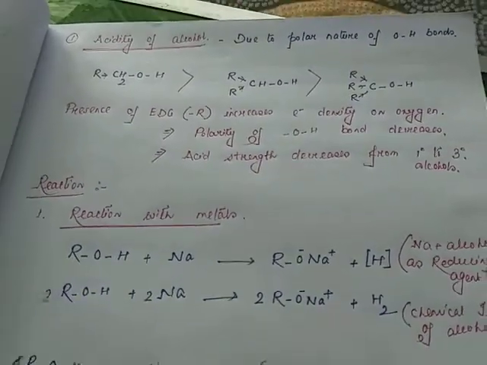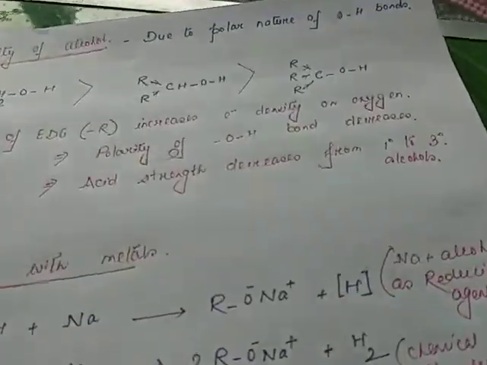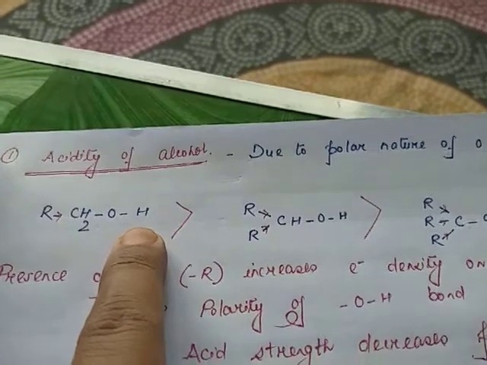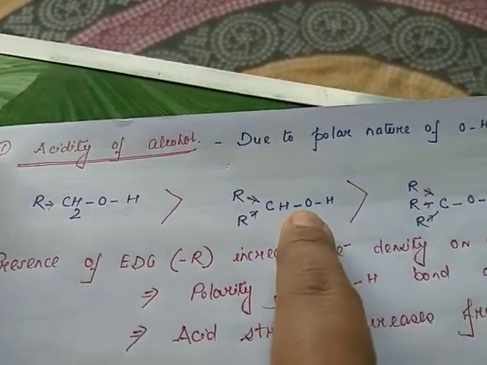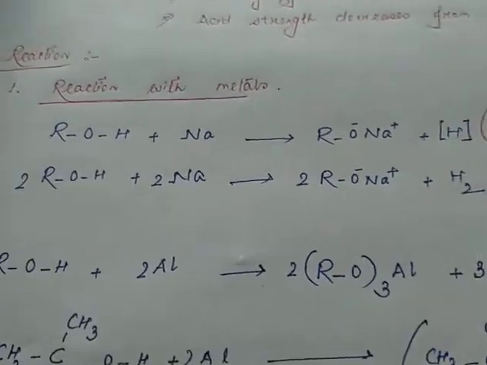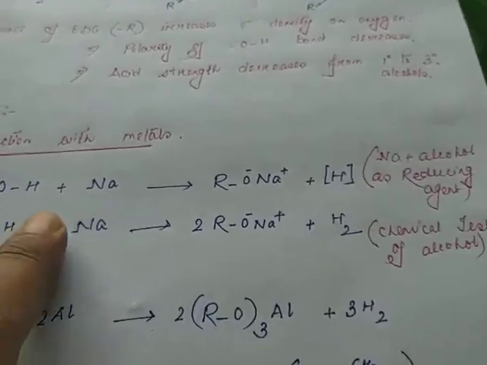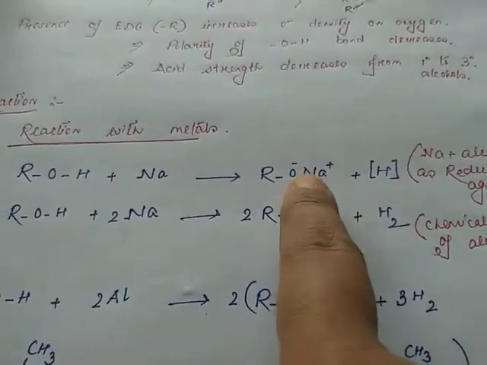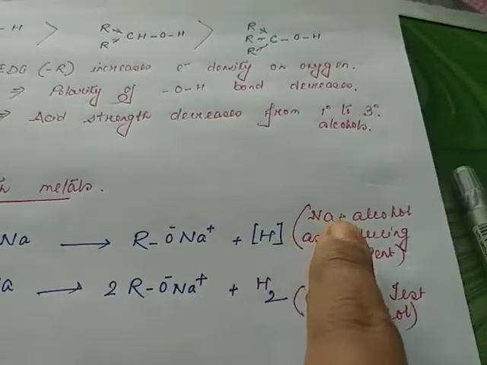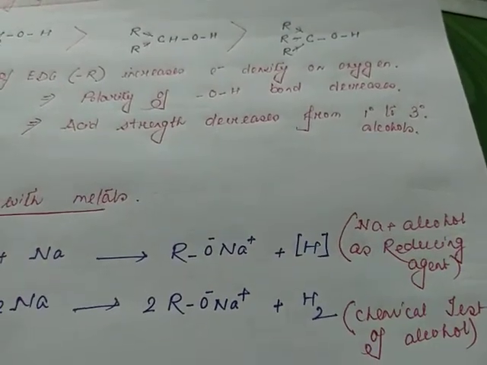In this context, certain things have to be noted. The bond cleavage of the OH bond will be fastest in primary, followed by secondary and then tertiary. The supporting reactions are, first, reaction with metal. When alcohol is treated with sodium metal, it first forms sodium alkoxide and nascent hydrogen. That's why the mixture of sodium and alcohol acts as a mild reducing agent.